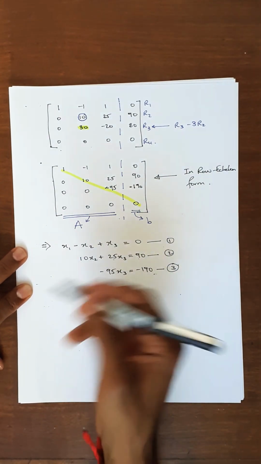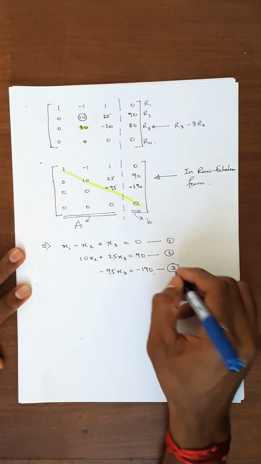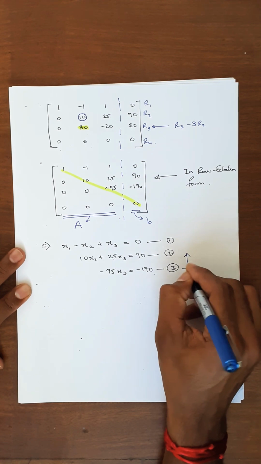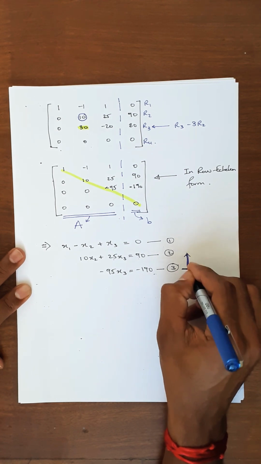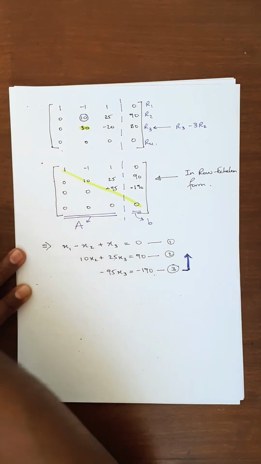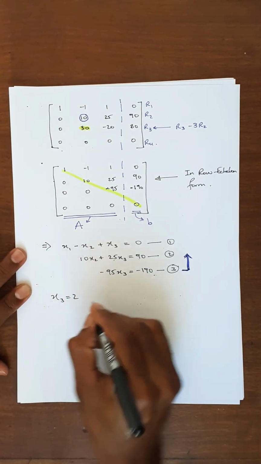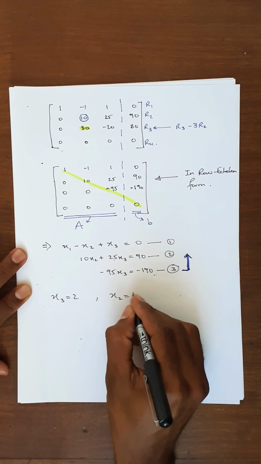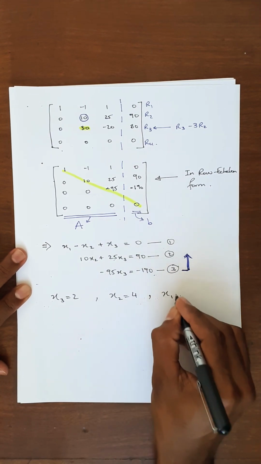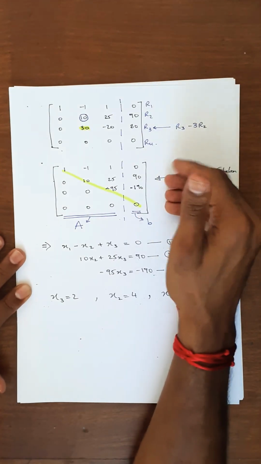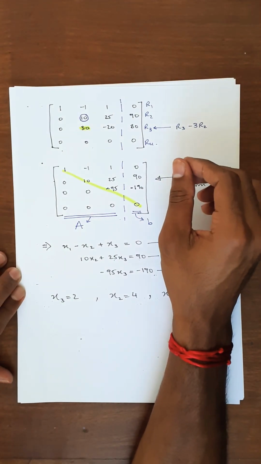Backward substitution means you start from the back here, and then you solve for the values of x3, x2, and x1. So you're going to have x3 equal to 2, x2 equal to 4, x1 equal to 2. This is the Gauss elimination method.